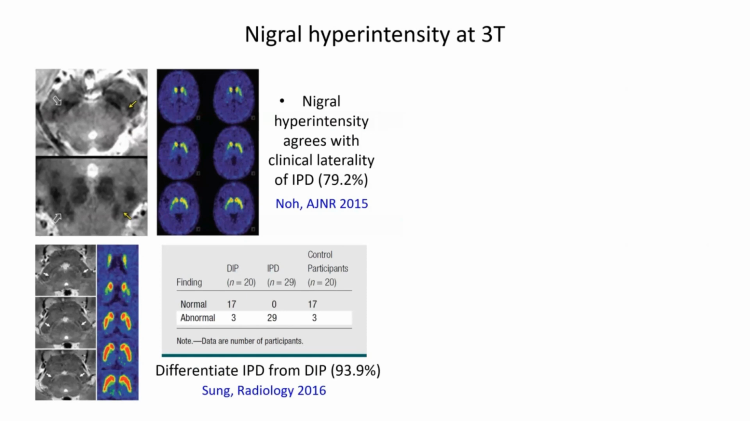Well, after the first study, we began to work on some of the other aspects of this nigral hyperintensity and demonstrated that we can find the clinical laterality agreeing with our radiological imaging signatures, which is a very good sign that it carries some important clinical information. And also we were able to differentiate idiopathic PD from drug-induced Parkinsonism. And that's another good sign that the signature has some clinical meaning.